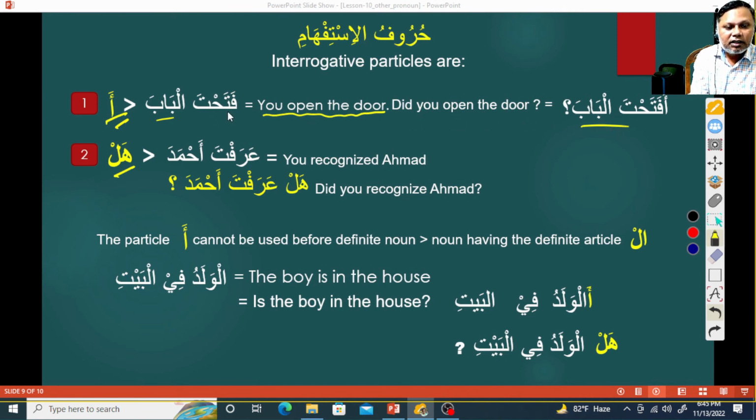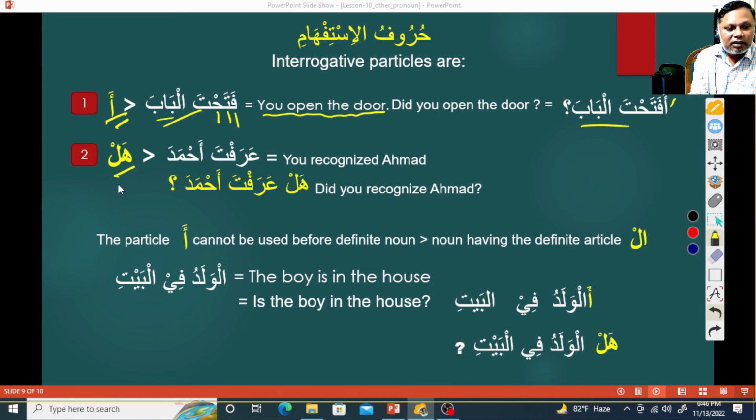This fatahta, this is the verb and the root letters are fa, ta and ha. Fataha means open, and fatahta comes from the pattern fa'alta. Fatahta is the same as fa'alta. Fa'alta means you did, and fatahta means you opened. And al-baba, bab means door, al-bab means the door. Did you open the door? Just by adding this, it will be did you open the door.